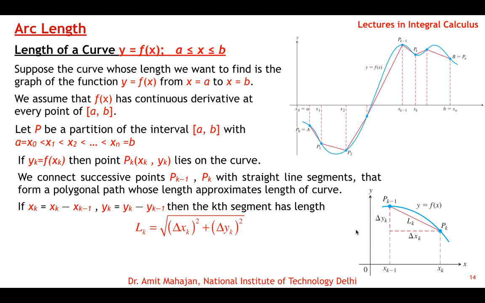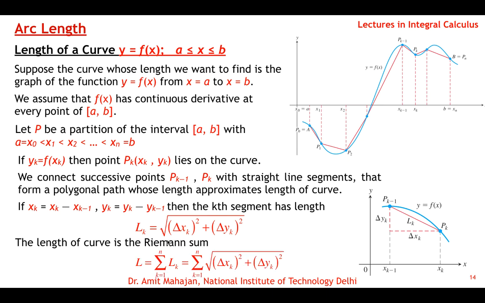If we add all such lines Lk, then that will be a Riemann sum from k equals 1 to n. So the total length of the curve will be the Riemann sum of the Lk's. If we take the norm of P tending to 0 or n tending to infinity, then we can replace it by an integral from a to b of the square root of, if I take delta x outside, 1 plus (dy by dx) squared into dx, or if I take delta y outside, then the square root of 1 plus (dx by dy) squared dy. So we can write it in terms of x as well as in terms of y.